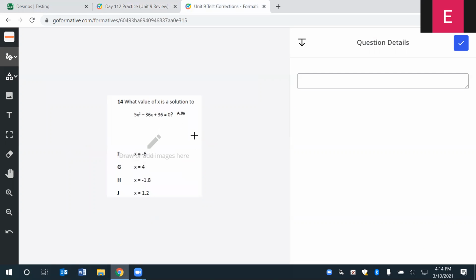The last one in your test, very similar, says what value of x is a solution to this equation. The nice thing about number 14 on your test is that it's already equal to 0, so you don't have to worry about solving anything. All you do is type this into Desmos. You're going to sketch the graph for me, so sketch whatever graph you have, and then mark your solutions. Remember, solutions are where it crosses the x-axis, and then you're going to circle your answer.